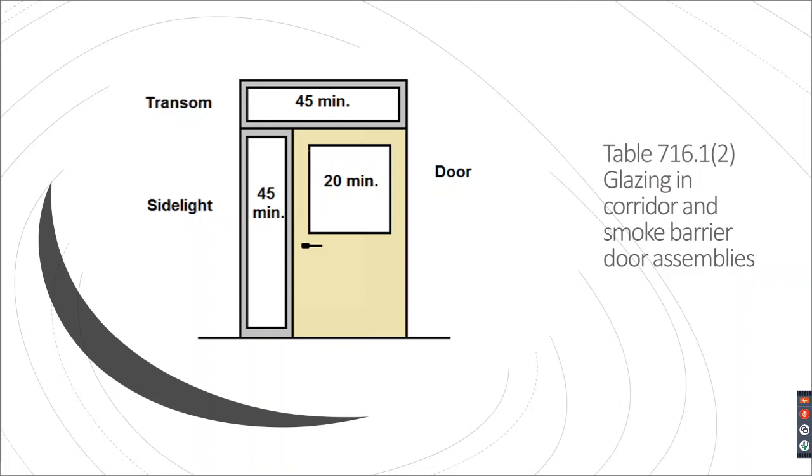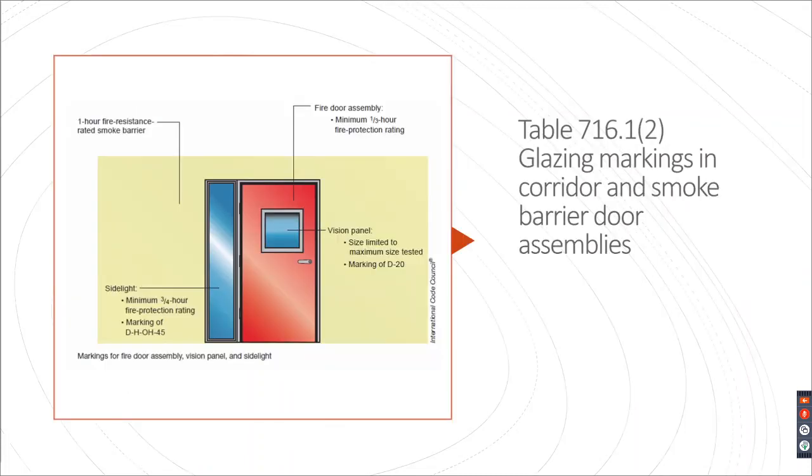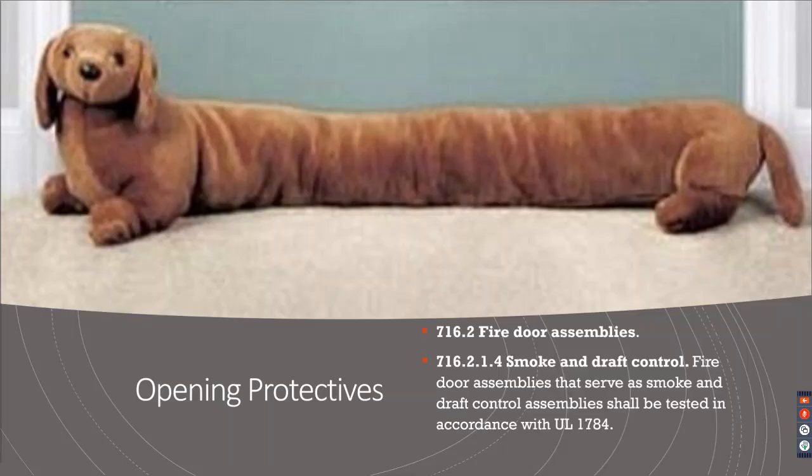So even though you have a 20-minute door, your side light and your transom would have to be 45 minutes and also include the hose stream portion of the test. And markings, you'll need to see the different markings on the different pieces. So the marking on the side light is going to look different than the marking of the vision panel in the door, and then the door is going to have its own marking. All of these have to be looked at, as well as the frame, of course.